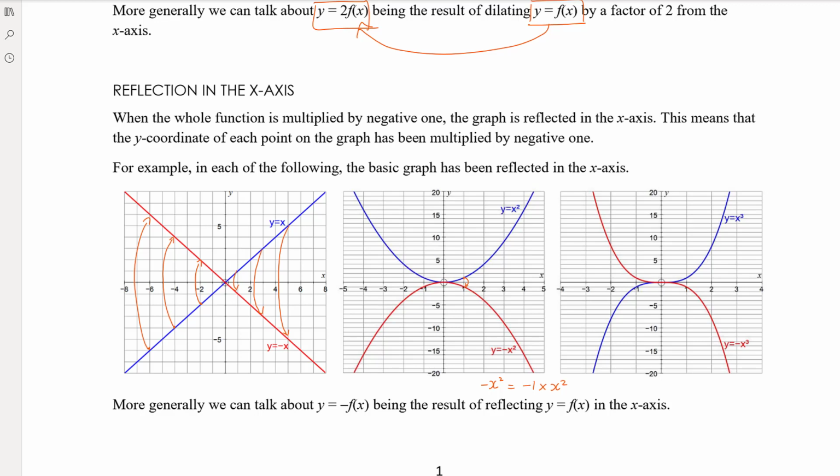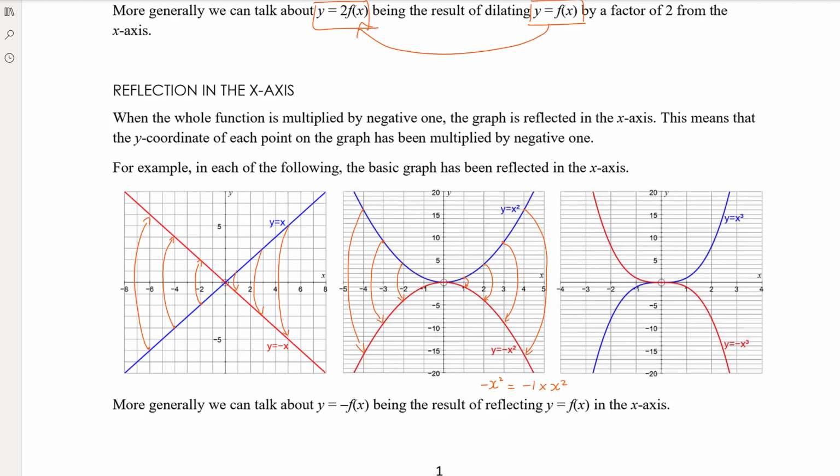1, 1 has gone to 1, -1. 2, 4 has gone to 2, -4. 3, 9 has gone to 3, -9. 4, 16 has gone to 4, -16. Same over this side. -2, 4 has gone to -2, -4. -3, 9 has gone to -3, -9. And so we've reflected the graph in the x-axis.